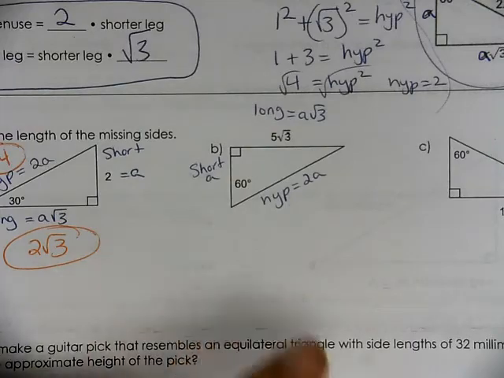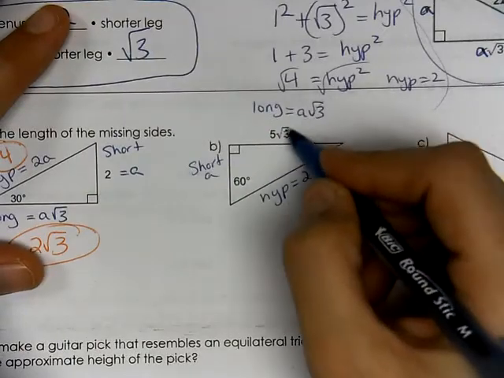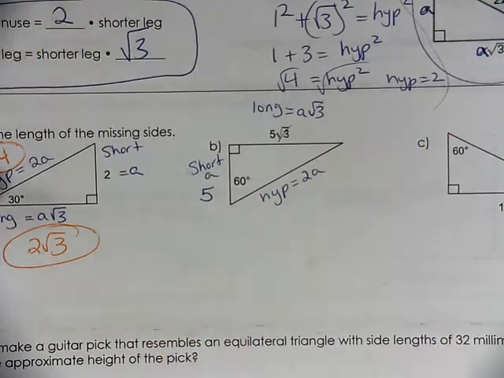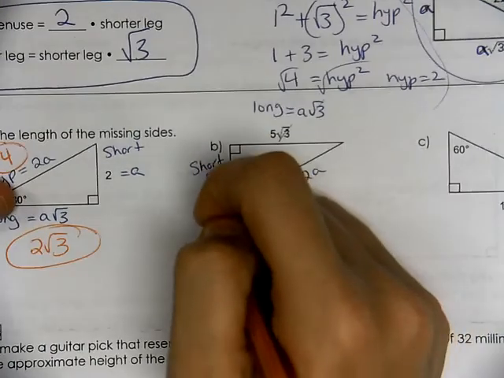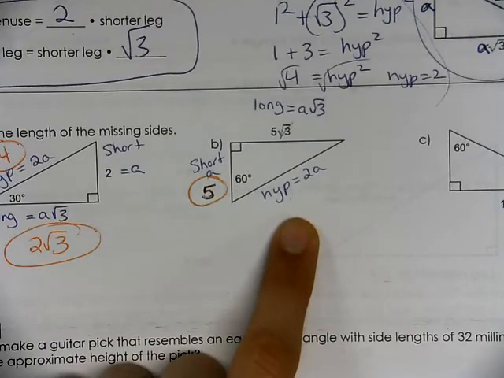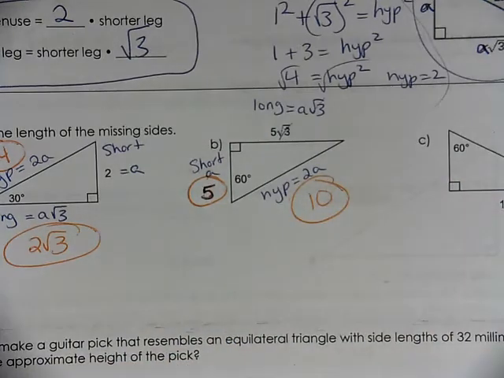So in this situation, what do you think A is? What do you think the short leg is? 5, because I can just cancel the square root of 3's. So this side is 5. Let me use this pen. And then what's my hypotenuse? 10. Yeah, you're right, because it's 2 times 5.